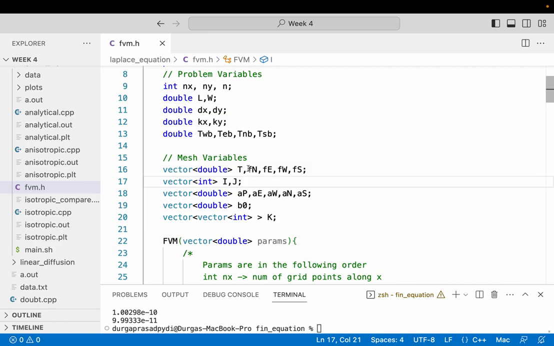Now in addition to AP, AE, north and south, I am storing other values: F north, east, west and south. These are essentially the phase values. So for a given cell P, for a given index, Fn will tell you which index will come to the north of that particular index. Since I am storing in a 1D array, I need to keep track of all of this. Maybe I will explain it through a drawing.